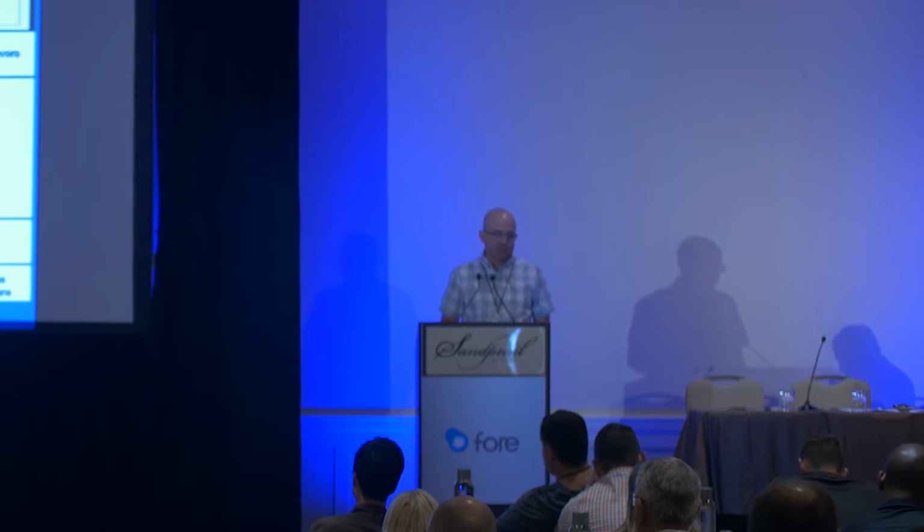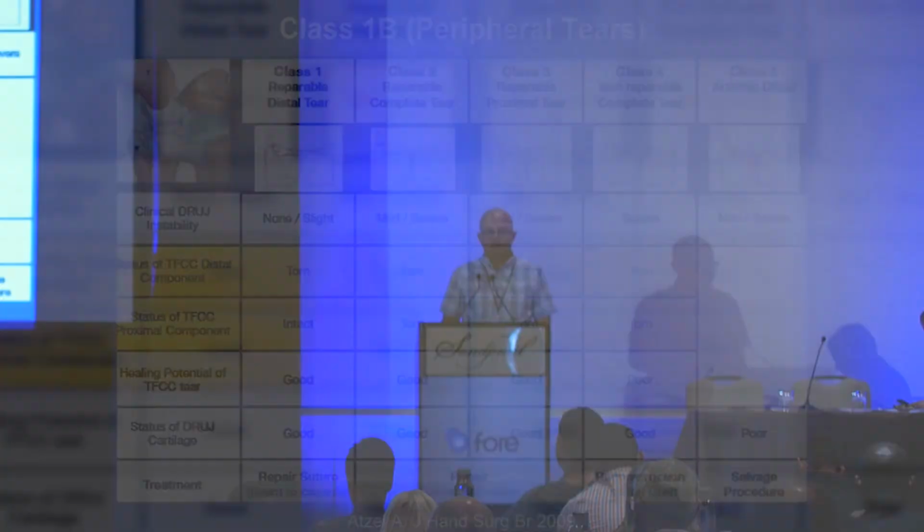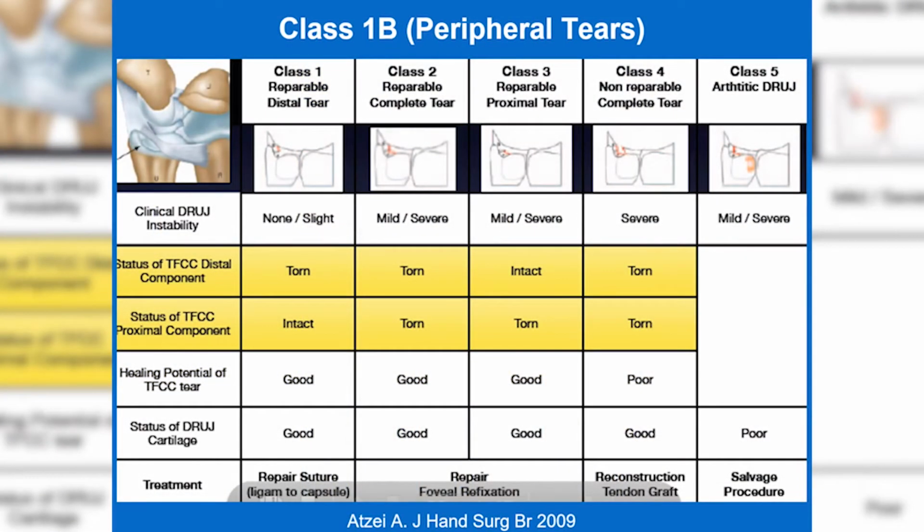So similar to the meniscus in the knee, if you have a central tear, that's not something you're going to suture or bring back. You're just going to debride because of a blood supply issue. If the tear is peripheral, then you're able to do a repair and bring it back down to the insertion at the fovea.